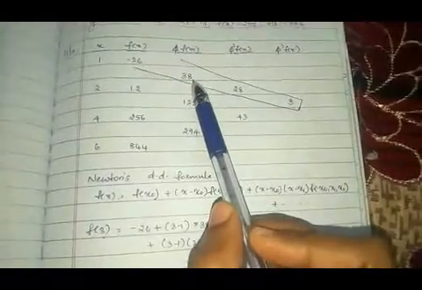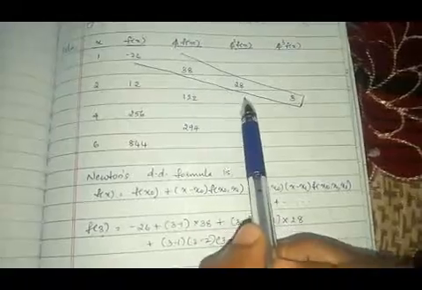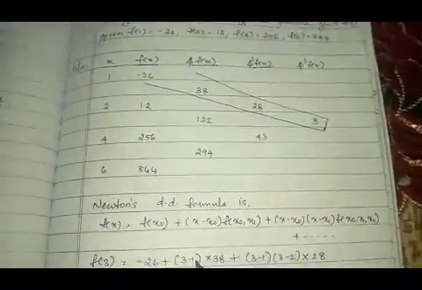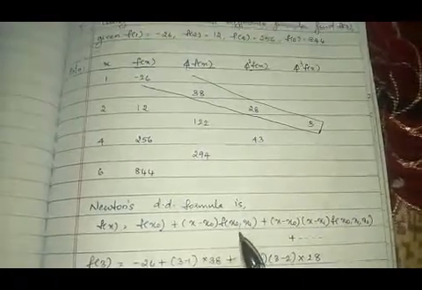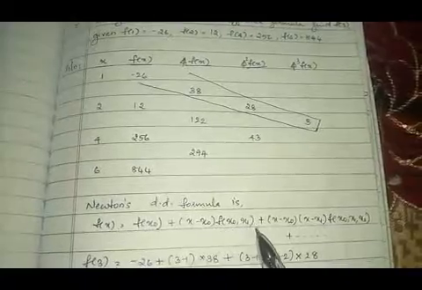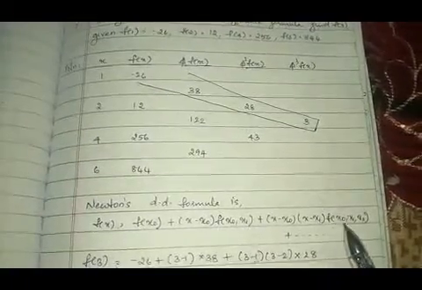So if we mark the leading differences in the table, then it will be very easy for us to substitute, because we need not be concerned about what these f of x0 x1 or f of x0 x1 x2 means.